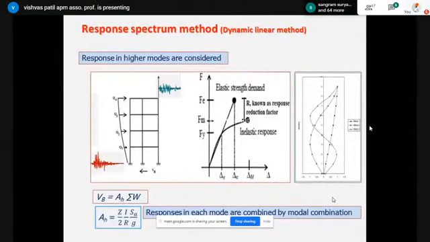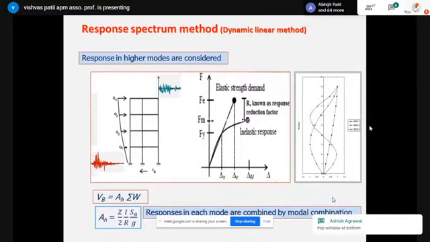Then this is the response spectrum method. The response spectrum method is a dynamic method. It is also included in IS 1893. It is a dynamic method in the sense that it estimates the response in each mode: first mode, second mode, third mode, up to however many modes the software or manual calculation is required to consider. That is up to the point where the mass participation becomes more than 90-95%.